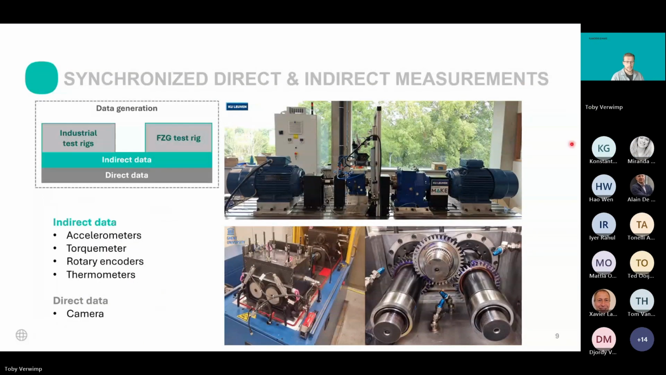So now the idea is to use this direct data that we acquired from the vision system to improve our indirect estimations of the health condition of these gearboxes. And with this indirect data, we mean data that we acquired from accelerometers, torque meters, speed sensors, temperature sensors, and so on. And this we then did for two different test rigs, an industrial gearbox test rig and an FCG test rig.